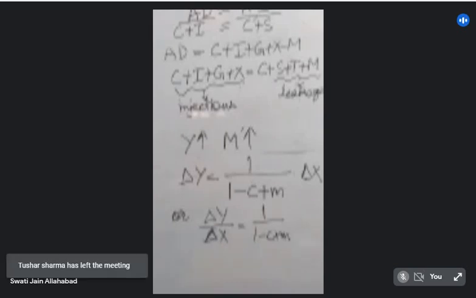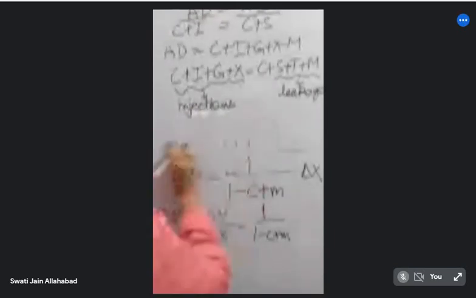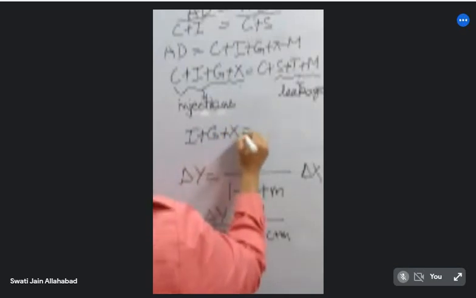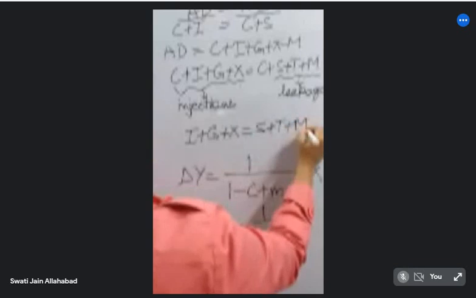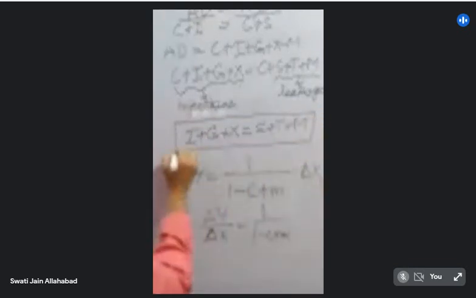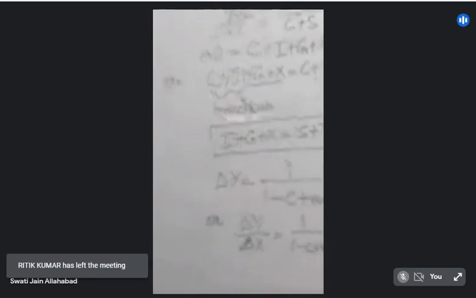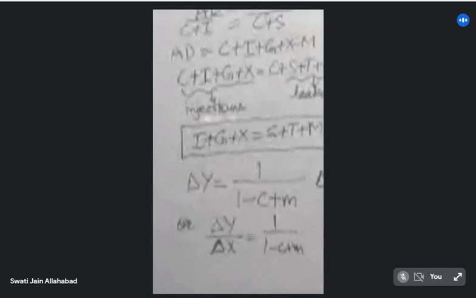That's how, when we talk about leakages and injections, in terms of leakages we will exclude C and include S plus T plus M. So when you use the model, it will be like this: I plus G plus X is equal to S plus T plus M. So injections should be equal to leakages for the equilibrium of the economy.